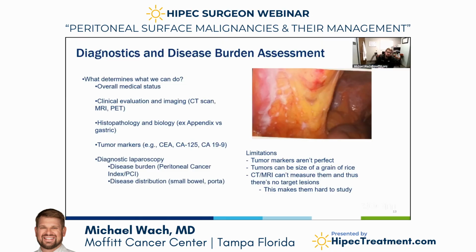So the fifth part that I put in here for assessing the disease is doing a diagnostic laparoscopy, and that's determining the disease burden and the distribution of it. If it's on critical structures like the small bowel or the porta hepatis, which is the blood vessels to the liver.